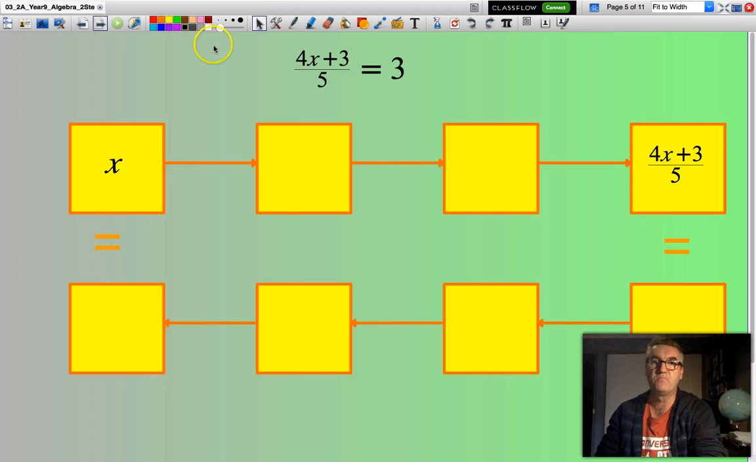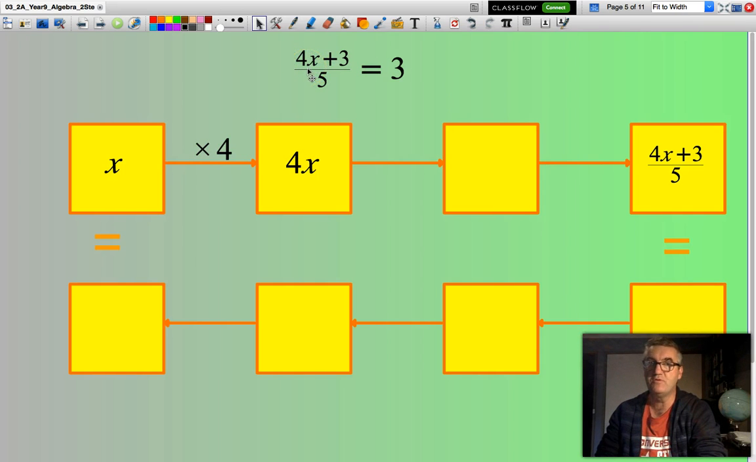First problem, 4x plus 3 divided by 5 equals 3. Now, what am I trying to solve for? Well, I'm trying to find the value of x. X is my unknown. Now, what do I actually do to x? Well, the first thing I do to x is I multiply by 4. So, after I multiply by 4, I'll end up with 4x. And that gives me that bit there.